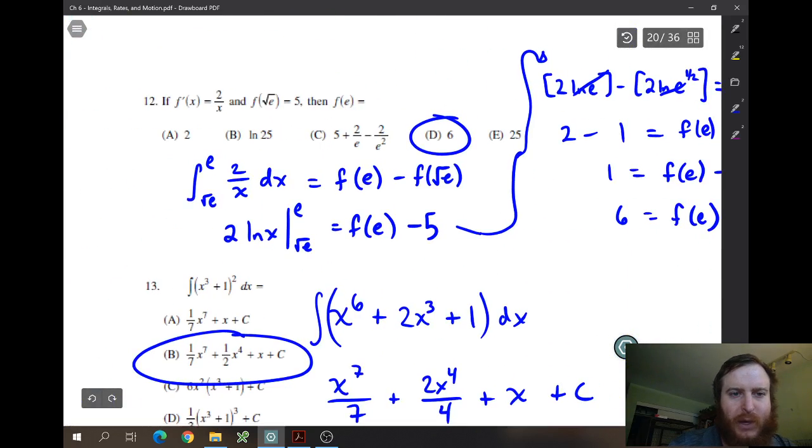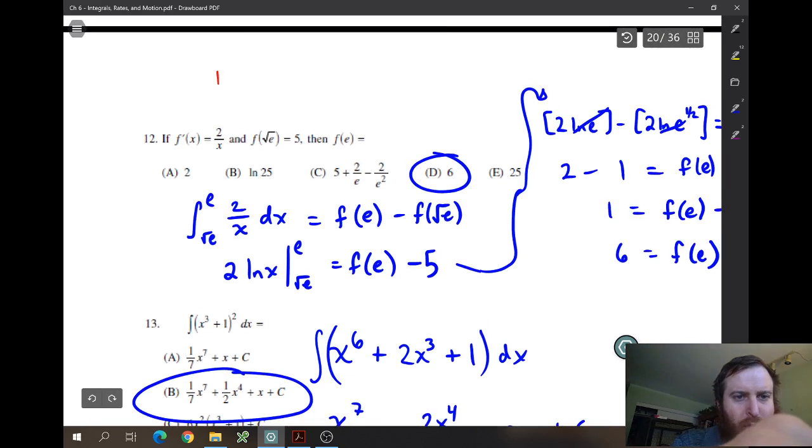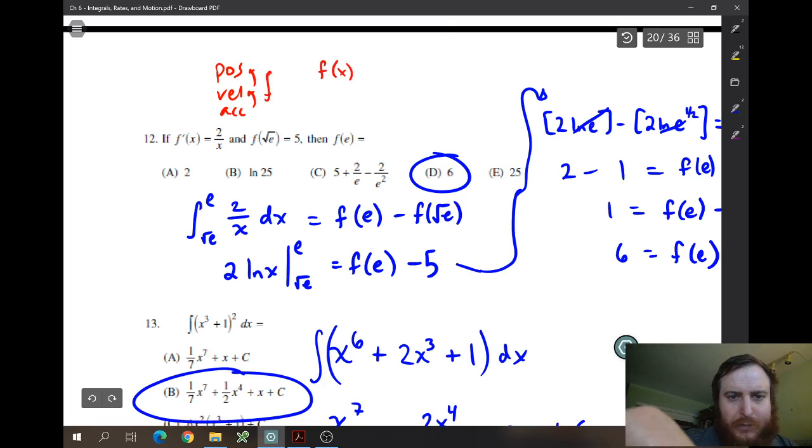All right, next up, if f prime of x equals 2 over x, and f of square root of e equals 5, what is f of e? Just like how we had position, velocity, and acceleration, whenever we wanted to go up the ladder, we do an integral. You think of the same thing with f of x, f prime of x, and f double prime of x. Anytime we go down the ladder, we're taking a derivative. Anytime we go up the ladder, we're taking an integral.